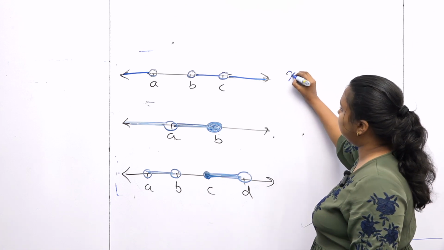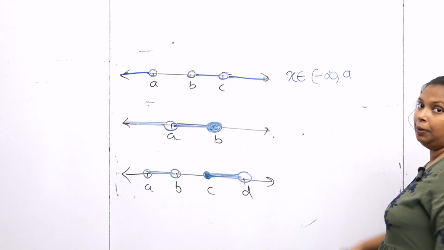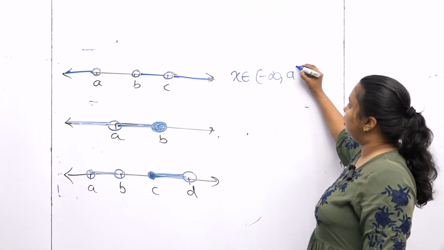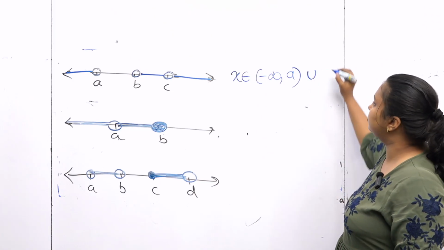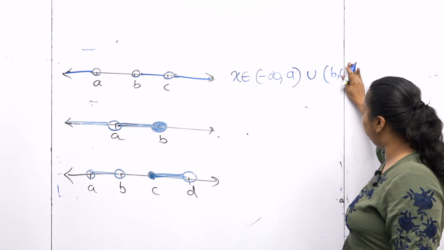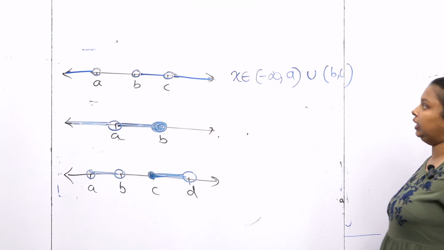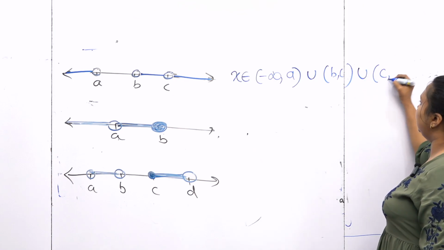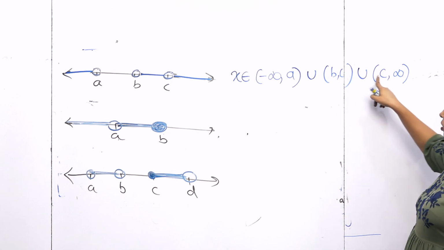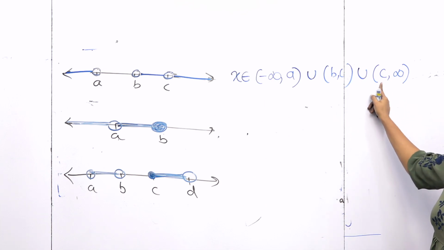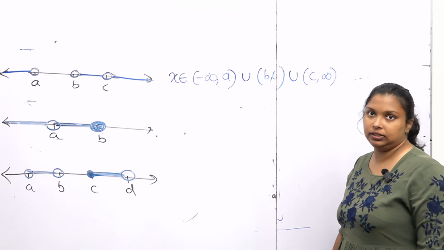See, x is an element from minus infinity to a without a, union b to c without b and c both, again union c to plus infinity. Clear? In this one I have neglected c, and here also I have neglected c. So you write them separately. However, you can connect them with a union, right?